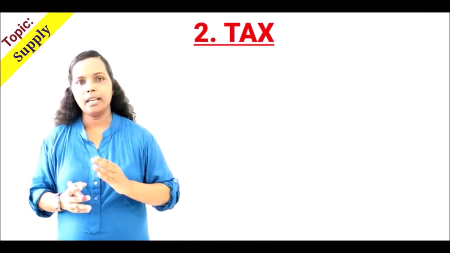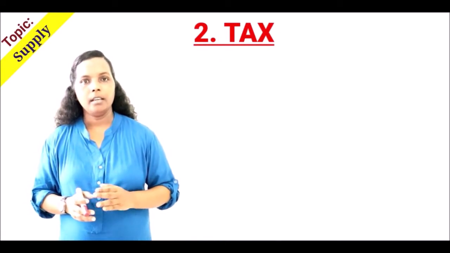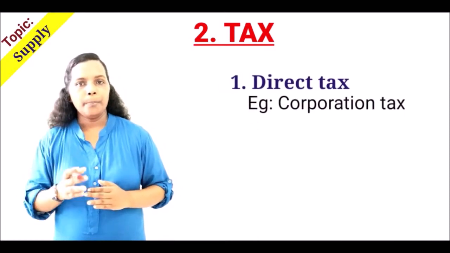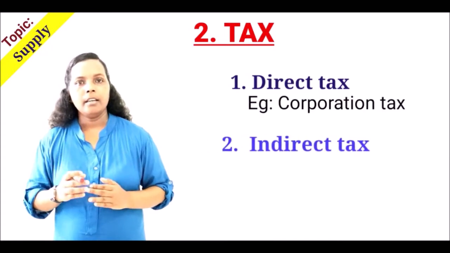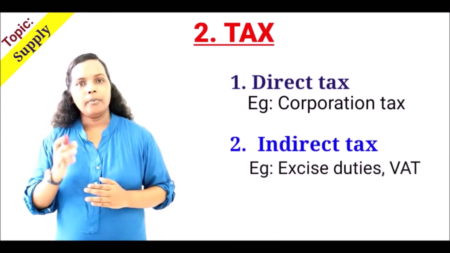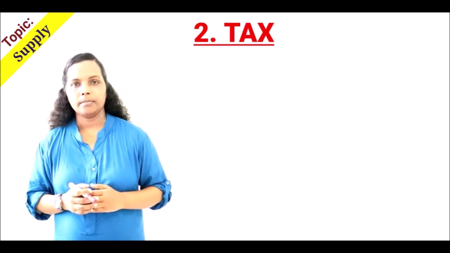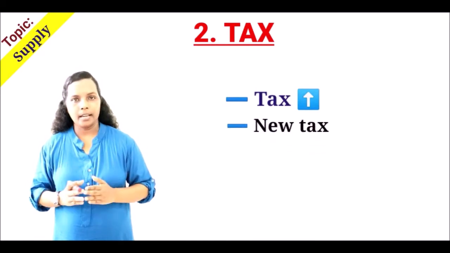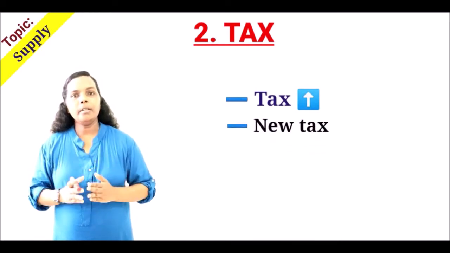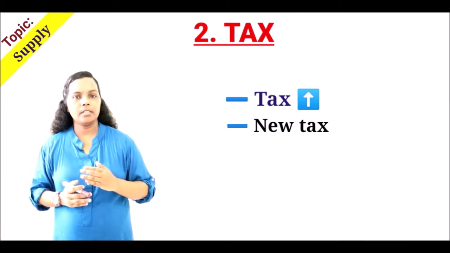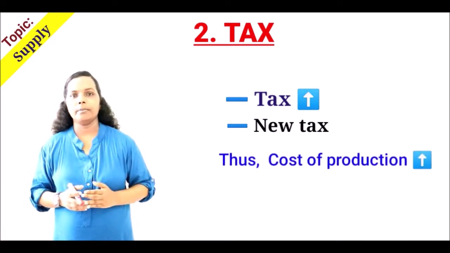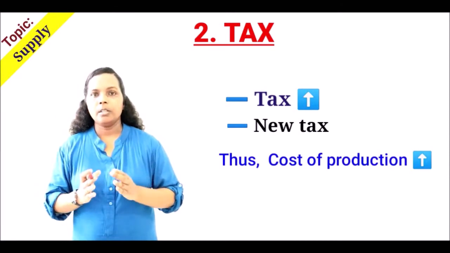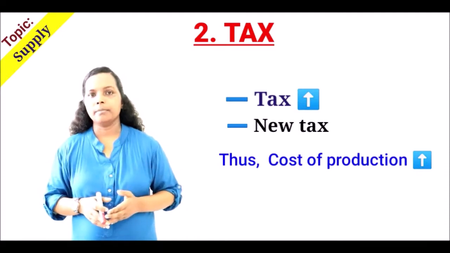Every firm has to pay some sort of tax to the government. It could be direct tax, like corporation tax, or indirect tax like excise duties, which the firm has to pay to the government. So, if there is a rise in tax or imposition of a new tax, the producers are unable to produce more goods and services because it becomes very expensive. So, this would reduce the supply at any given price. So, the supply curve shifts to the left side.